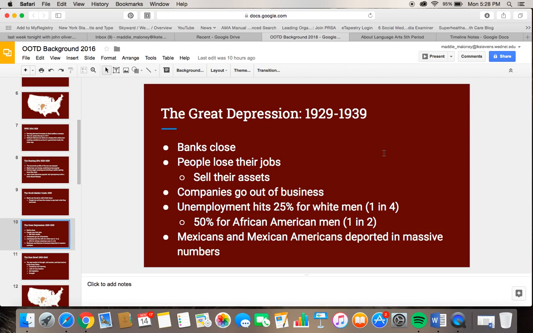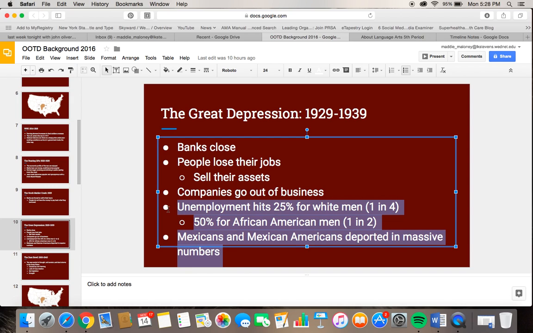Okay, so I want to talk about the last 2 bullet points here, because this is going to help us with our work on perspective. The reason why I mention race when it comes to unemployment is because clearly there were different unemployment rates for the different races. So 25% is high. That is scary to think of, 1 in 4 people not having work when they're actively looking for work. Okay, but that was for white men.